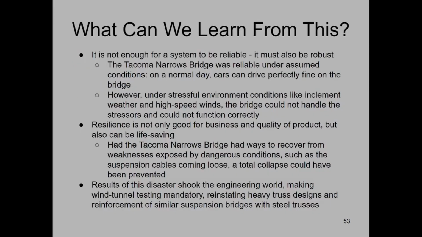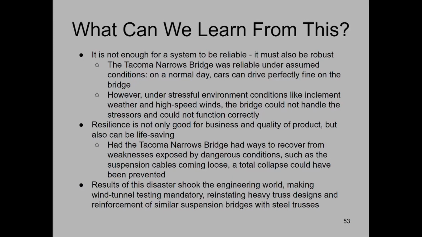So, what can we learn from this? What can we learn from the $1 billion 4-month bridge? It is not enough for a system to be reliable. It must also be robust. And we have to get a good understanding of what both of these things mean. The hope is that after my teammates have done all their presentation, we understand the difference between reliability and robustness. Reliability means that it works under ideal circumstances. Robust means if things go wrong, we can still not function ideally, but we can still exist.